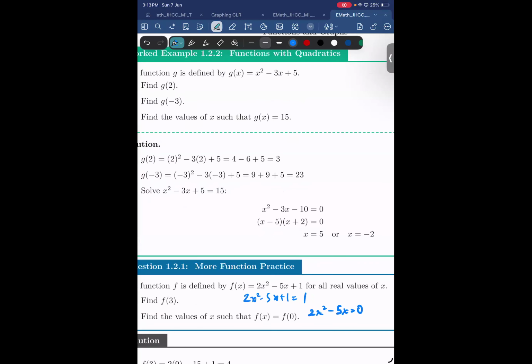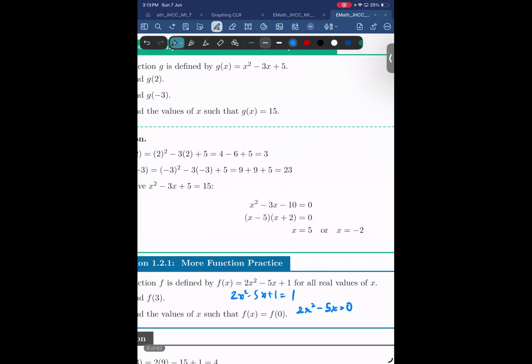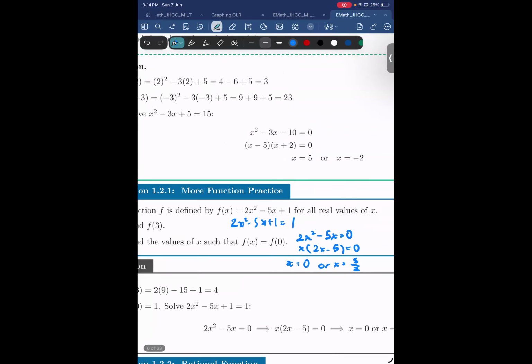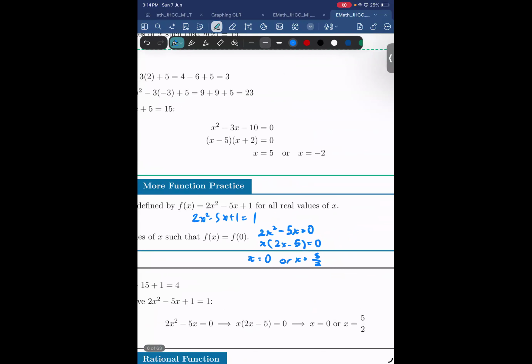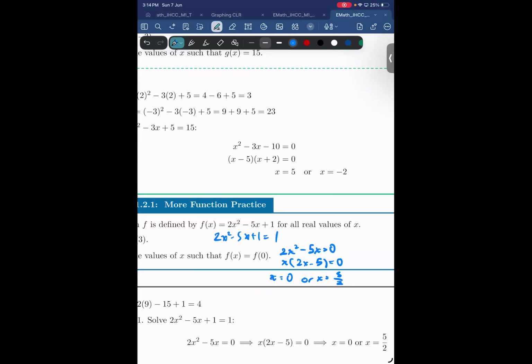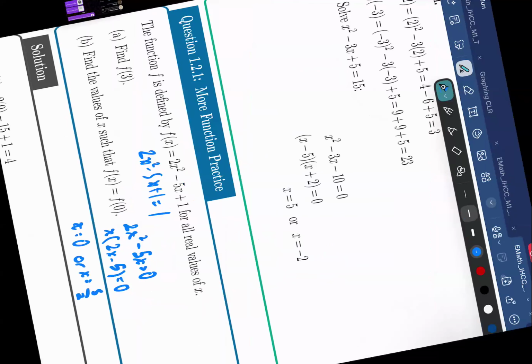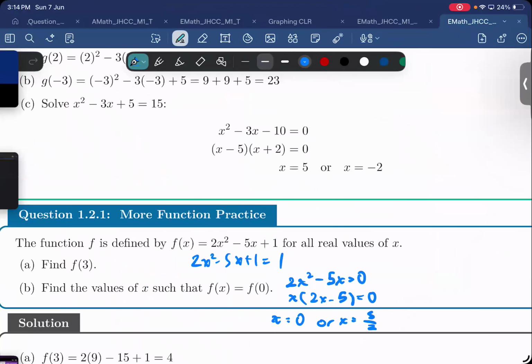Here I think you can kind of solve it already. Common mistake: never go and cancel the x. Both of these terms have x inside, but don't go and cancel it. Always factorize the x, so this will be x times (2x minus 5) equals 0. So this means x equals 0 or x equals 5 over 2, from 2x minus 5 equals 0. So don't go and cancel the x. Always factorize if there is x in both terms. That means x equals 0 is one of the answers.